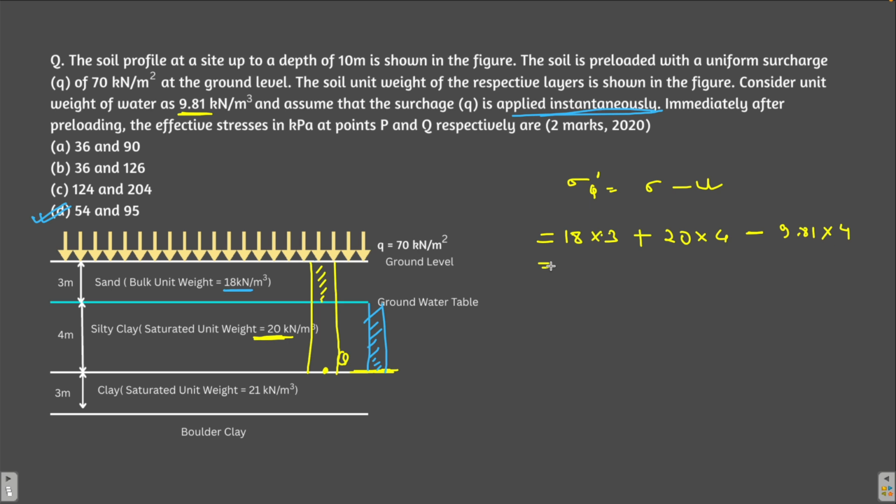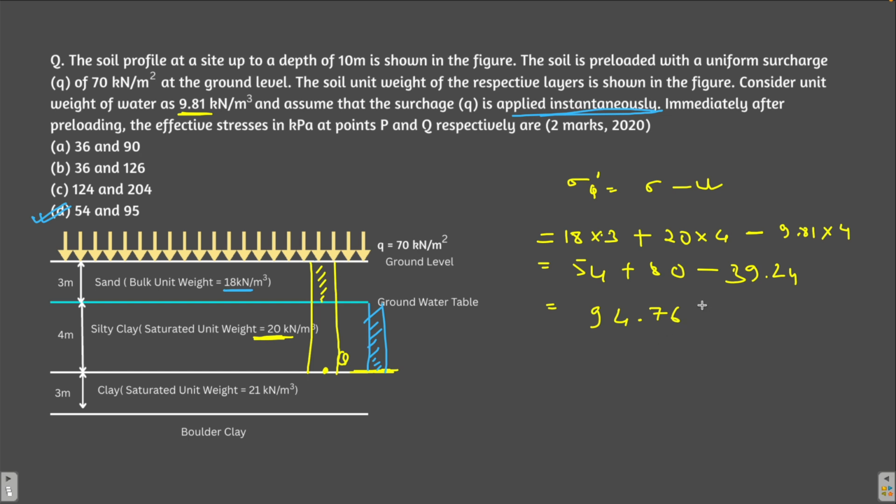So 18 into 3 is how much? 18 into 3 is equal to 54, plus 80, minus 9.81 into 4, which is 39.24. So if we solve this, it's 54 plus 80 minus 39.24, and you will get the answer as 94.76.